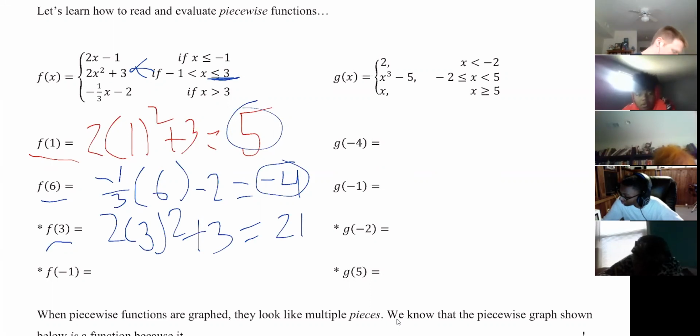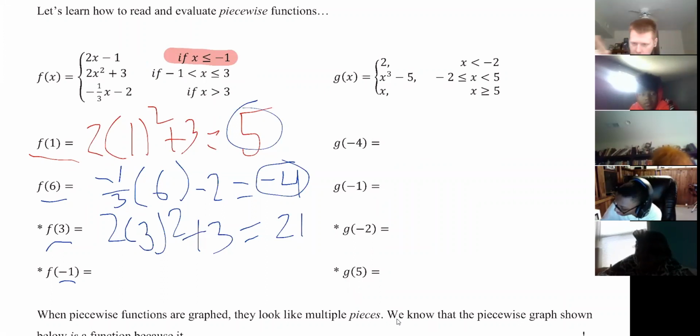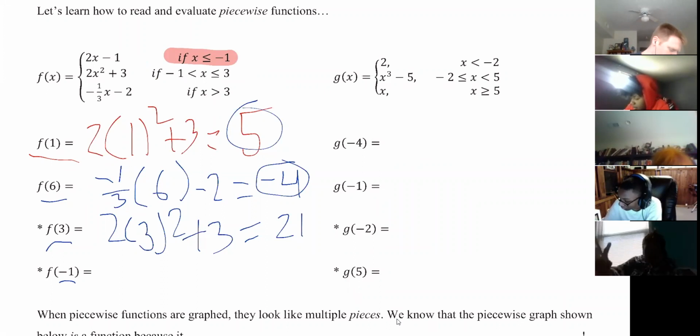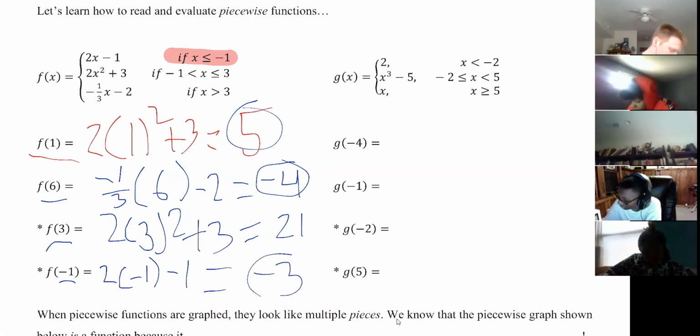And then our last one, similar idea. Since it's -1, you wouldn't look at the middle function. It would be included in this one because -1 is included. That's what the less than or equal to means. It wouldn't be the middle one because, as you see, -1 is not included in that domain, if that makes sense. So we would plug it into the top one, and then I'll give you a chance to try some on your own. So it would be 2x minus 1. So we would do 2 times -1 minus 1. Well, that would be -3.